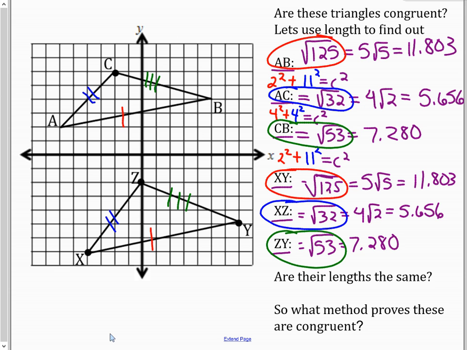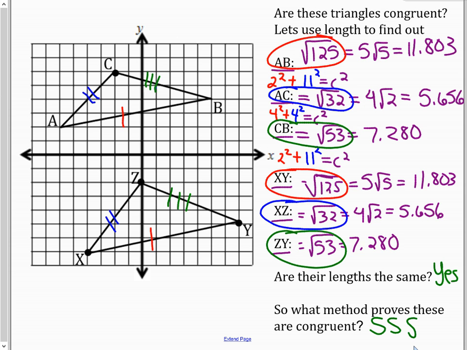So now I'm looking at my diagram, and the first question that I've skipped over, are their lengths the same? And the answer to that is yes. All of the 3 corresponding lengths are the same. So what method proves these 2 triangles are congruent? When I look at the picture, I can clearly see that I have side, side, side. I have 3 sides in one triangle congruent to 3 sides in another triangle. So that is your first proof of 2 triangles congruent in the coordinate plane.